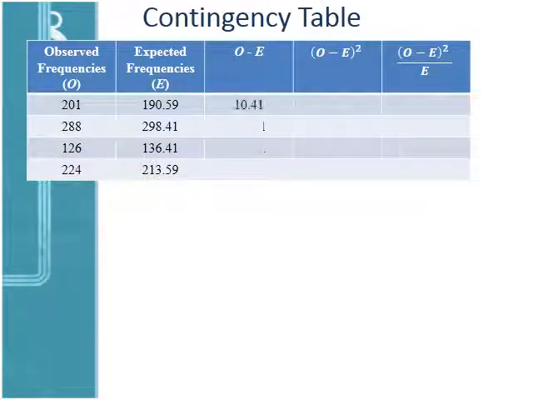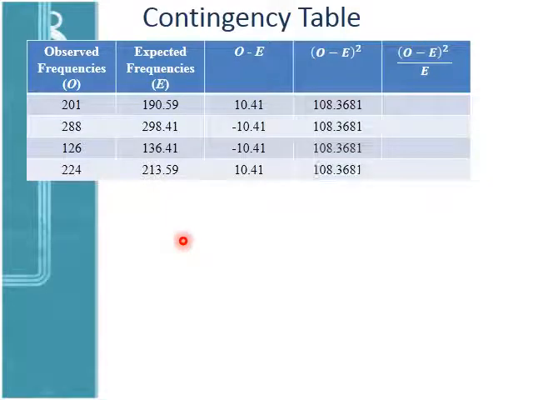So for our O minus E column, I'll get 10.41 for the first row, negative 10.41 for the second row, negative 10.41 for the third row, and 10.41 for the fourth row. The fact that these are all the same but possibly opposite is not a coincidence. So now we square each of those and we should get the same value in each row. But now when we divide each of these by E, of course E is different, so the O minus E squared divided by E column should come up with different numbers.